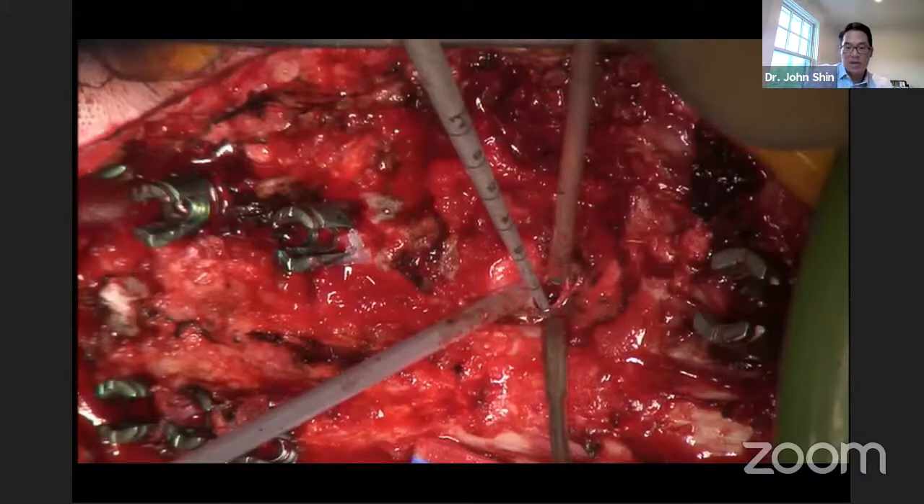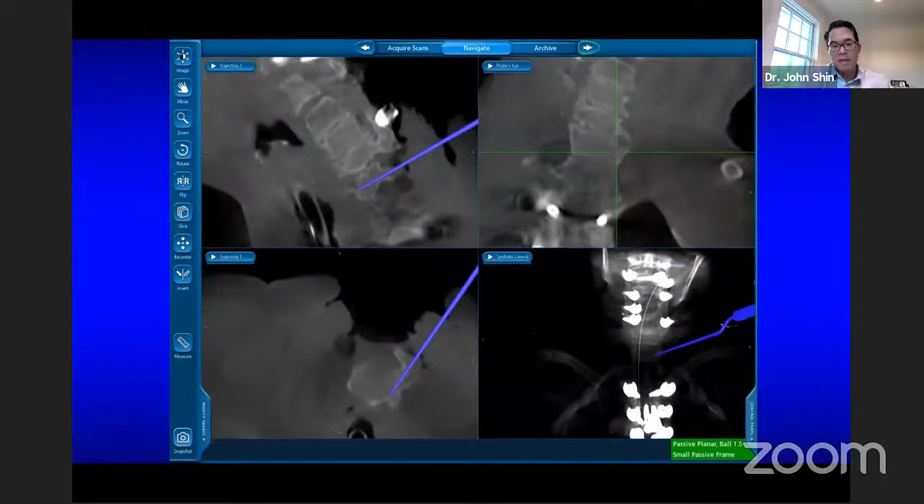Am I anteriorly? I don't want to be in the esophagus. I don't want to be anterior to the spine. I don't want to be in the end plate above and below. And remember, these patients are kyphotic, so you can easily misrepresent where we're going with that. And this is just a picture of what that navigation screenshot looks like.